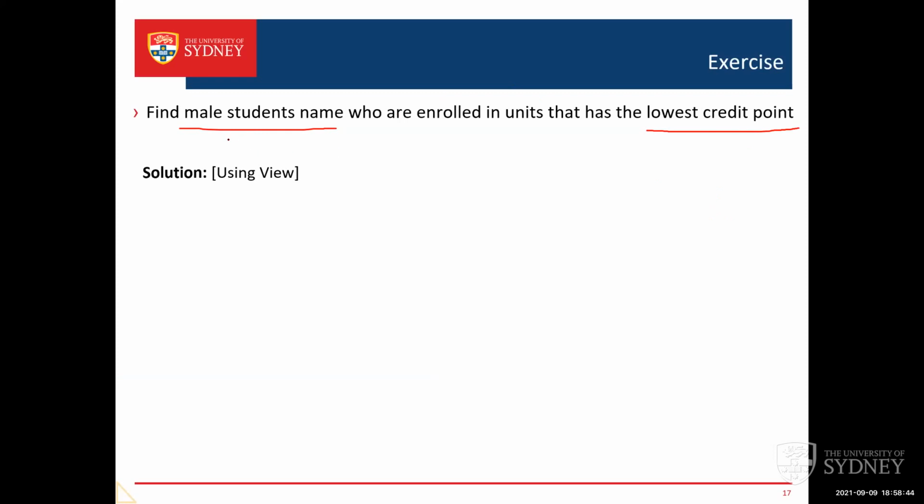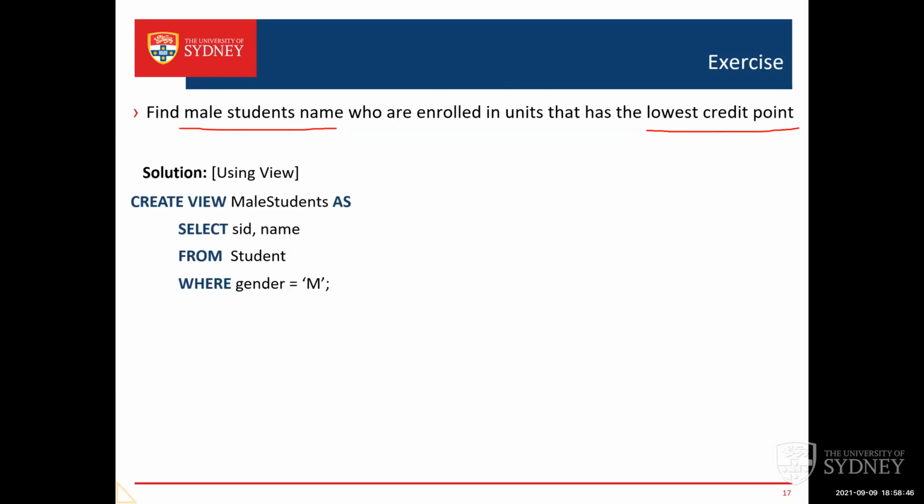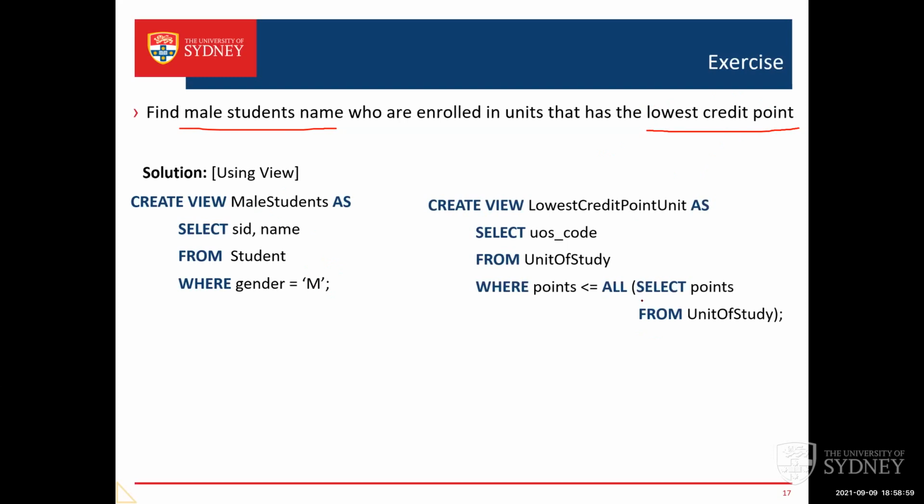Yes. If I simply want to figure out the male student's name, I can write select SID and name from student where gender equal to M. That's great. I can store that one in a view. I want to figure out the lowest credit point. We can do that one easily. So select points from unit of study and then check whether that point is less or equal to all of these points. So that will be the lowest credit point.